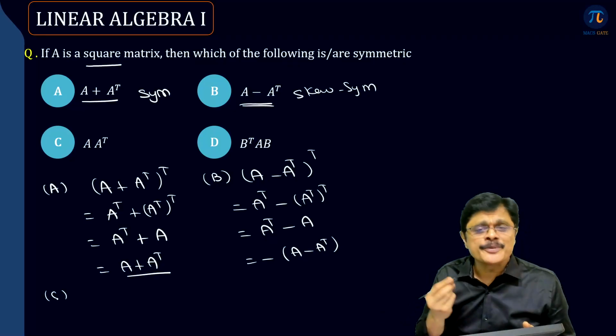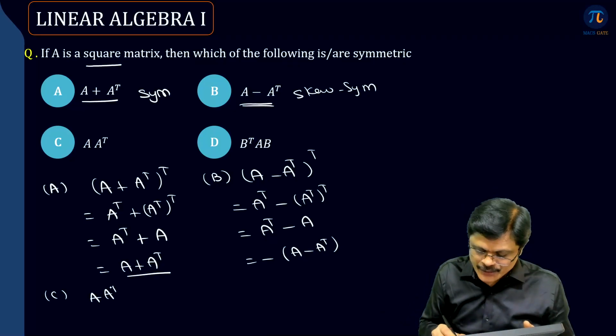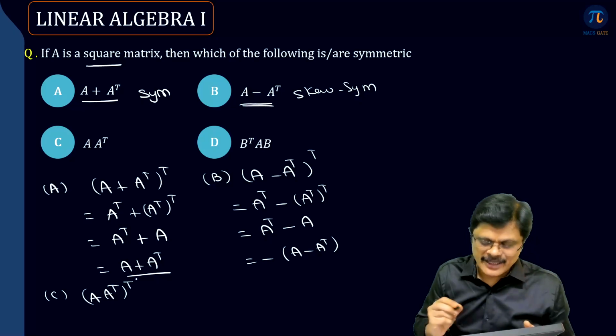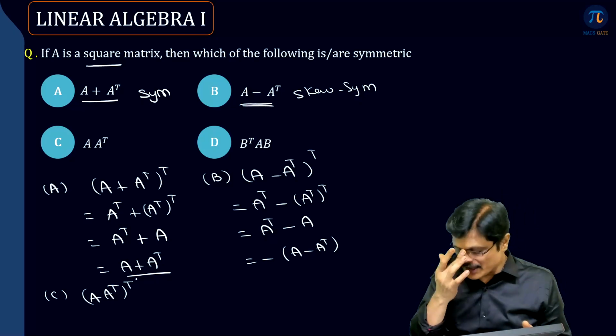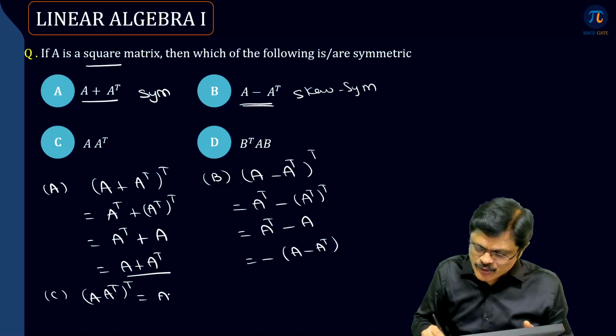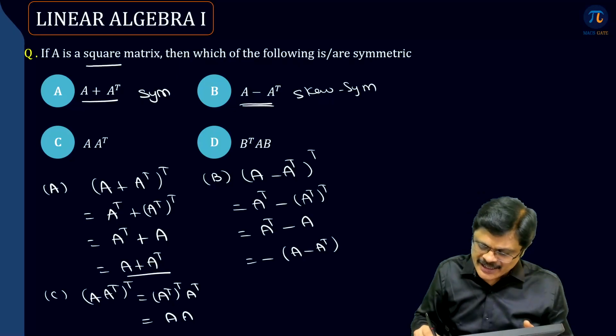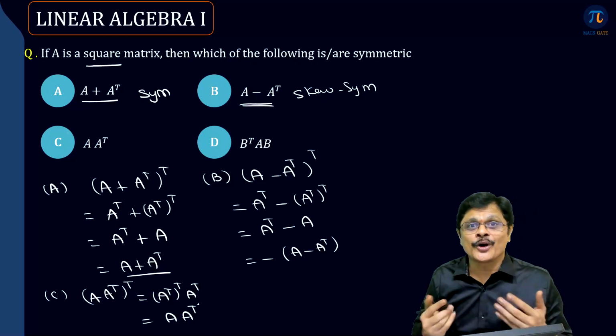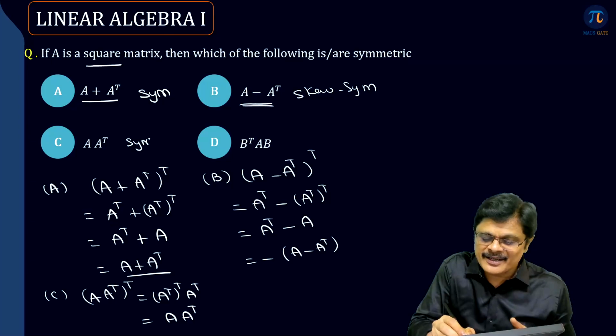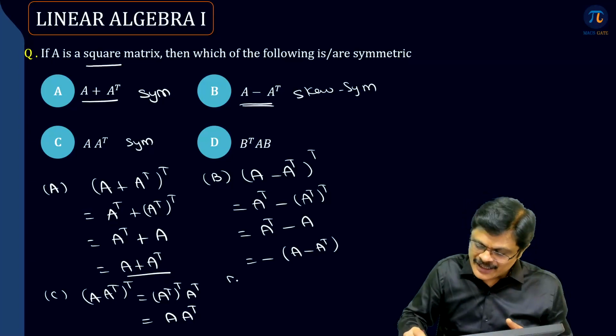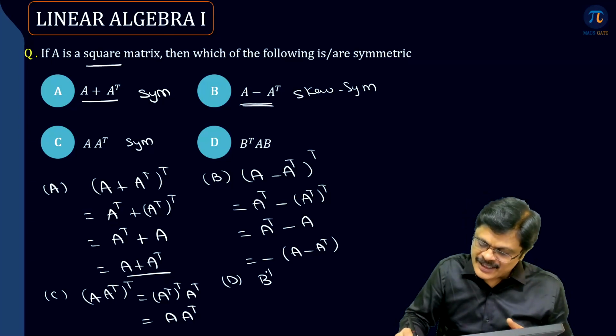Now let us try option C. What about A into A transpose? Apply transpose on it. You know (AB) whole transpose is B transpose into A transpose. That is A transpose whole transpose is A, and it is A into A transpose. Again you got the same matrix, so that is symmetric. And the final one is B transpose AB.